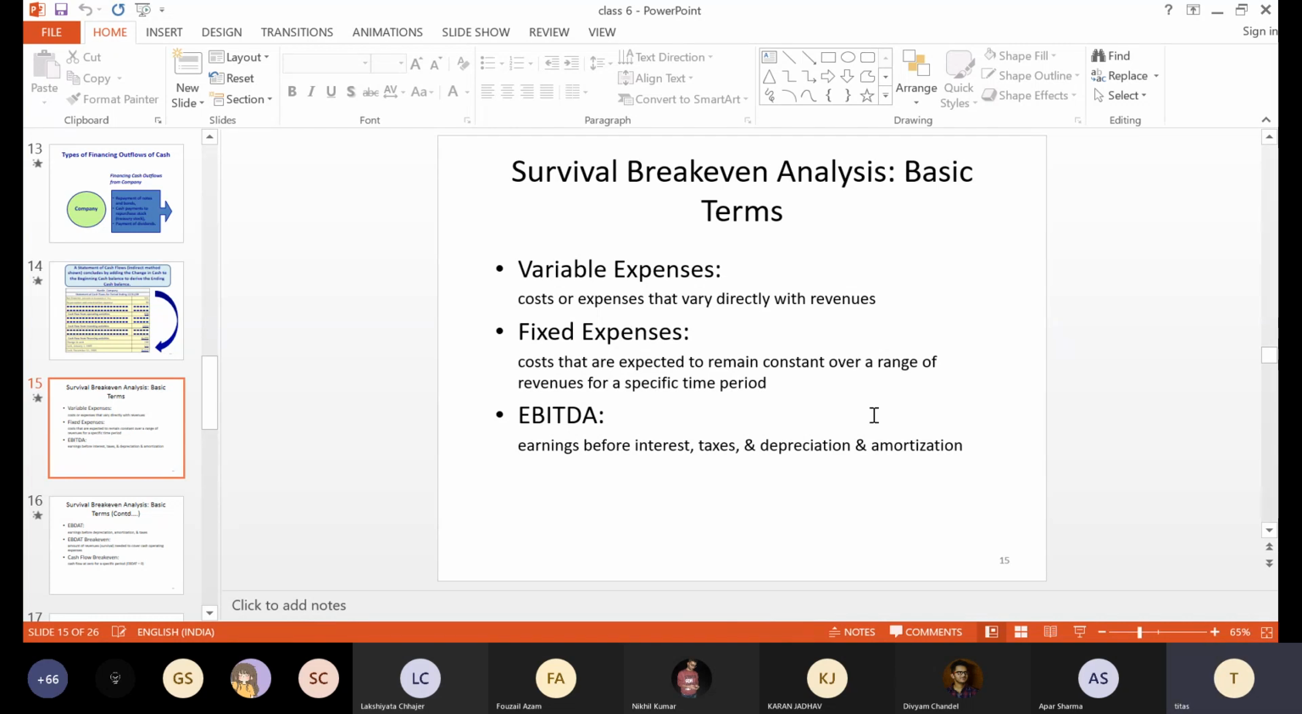So for breakeven analysis, when we say there are revenue and expenses, we can segregate the expenses, as you all know, into two parts: variable expenses, which directly vary with revenues, mostly the cost of manufacturing, and fixed expenses that remain constant, those periodic expenses in the income statement, administrative expenses, marketing expenses, all these. And here, what is EBITDA? Earnings before interest, tax, depreciation and amortization. That is profit, but before interest, tax, depreciation and amortization. Since we are interested in cash flow, we are excluding depreciation and amortization.